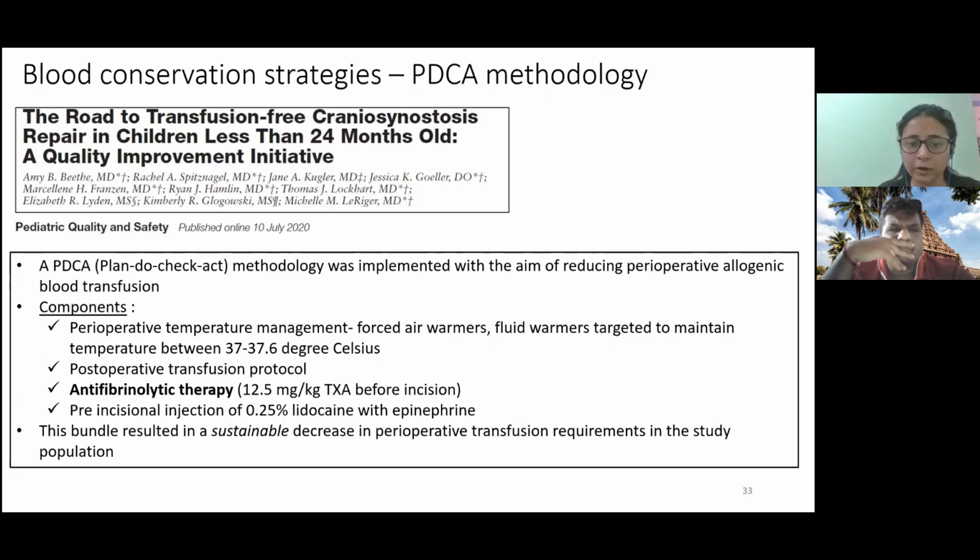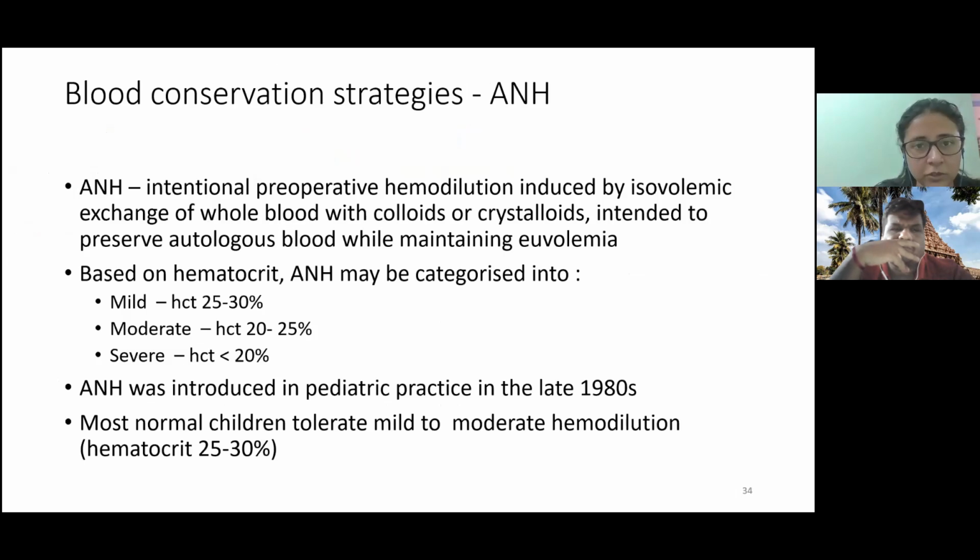Post-operative transfusion protocol, that is, a decision to transfuse should be based on the decision of the operating surgeon as well as the anesthesiologist, taking into consideration the hemodynamic parameters as well as the hemoglobin of the patient. That is, looking at the patient as a whole and not just looking at the hemoglobin. Antifibrinolytic therapy, 12.5 mg per kg tranexamic acid before incision, and pre-incisional injection of 0.25% lidocaine with epinephrine. So the authors found that this bundle resulted in a sustainable decrease in perioperative transfusion requirements in the study population, that is, children less than 24 months of age.